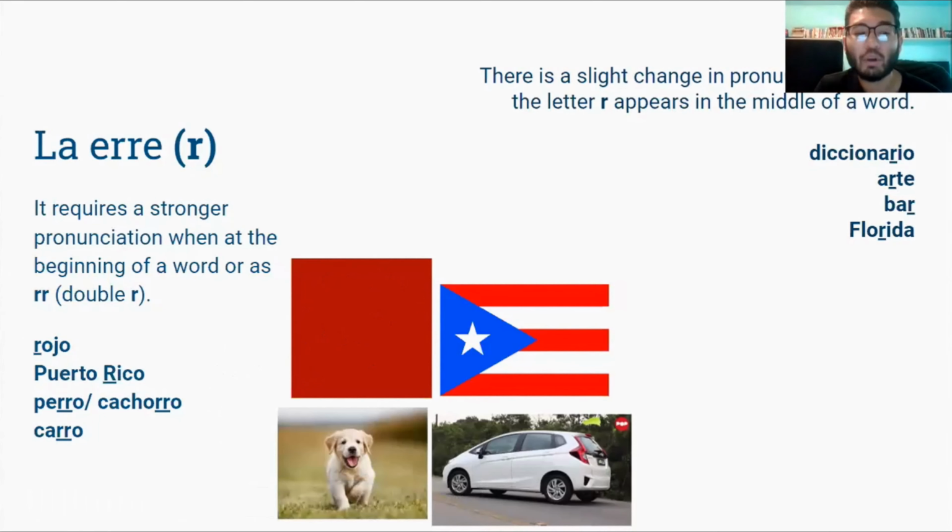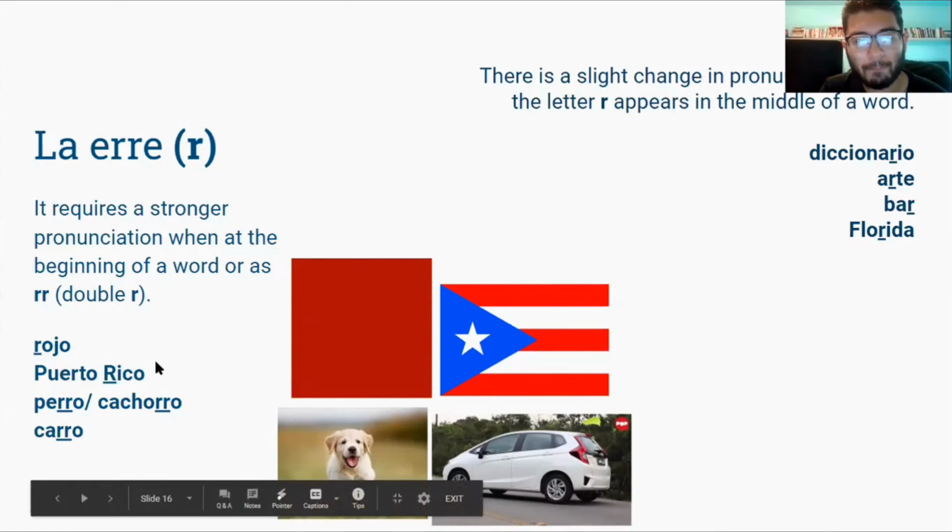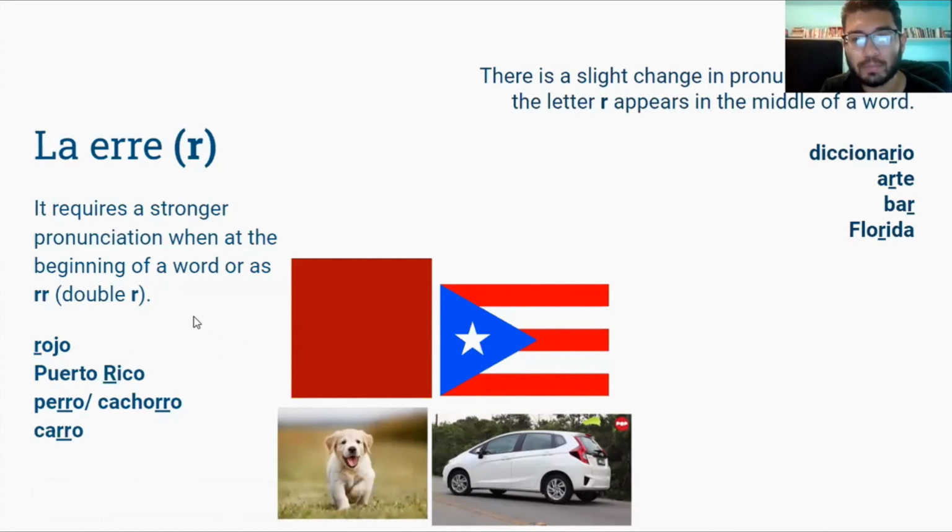Rojo, Puerto Rico, perro, cachorro, carro. No, it's like the tongue is producing a vibrating sound with the top of our mouth. Rojo, Puerto Rico, perro, cachorro, carro. It's definitely a stronger sound than what we see in our other set of examples, where there's a slight change in the pronunciation of the letter R when it appears in the middle of the word, not at the beginning, and when it is just one R. Diccionario, arte, bar, Florida.